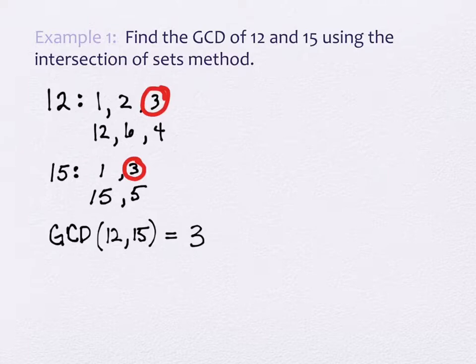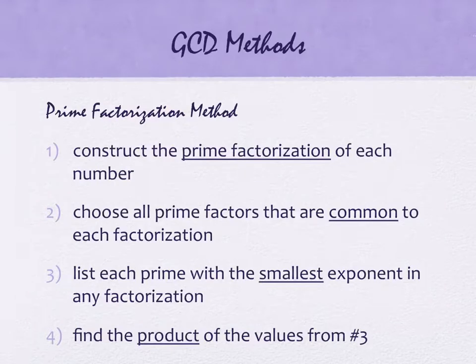Okay, so if you think about some numbers that have lots and lots of divisors, like the number 64, 64 has a lot of divisors. This could be very tedious. You have a long list. But if the lists are very short, this is very quick and it's easy to work with. Second method, prime factorization.